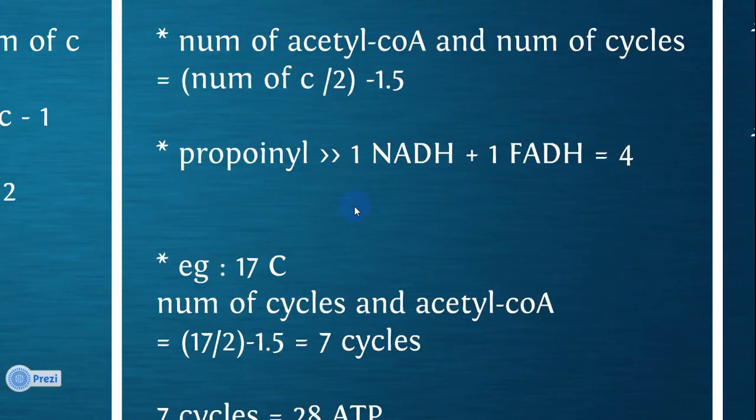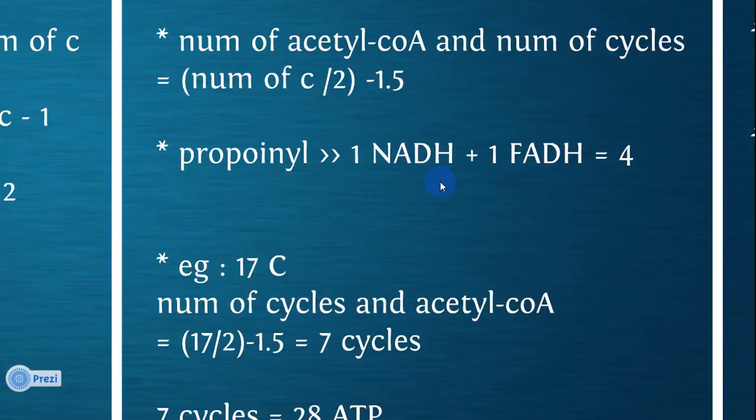But before giving this example, in the odd-numbered case, in the last cycle, you will have 5 carbon atoms. Of those 5 carbon atoms, 2 of them will be cleaved as acetyl-CoA. The remaining 3 carbon atoms will form a molecule called propionyl-CoA. This propionyl-CoA will go through a small path to the citric acid cycle, and it will give us 1 FADH2 and 1 NADH, which equal 4 ATP. Okay, so you need to add 4 and you need to subtract 2.